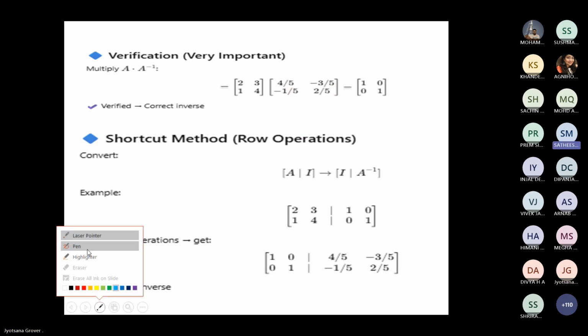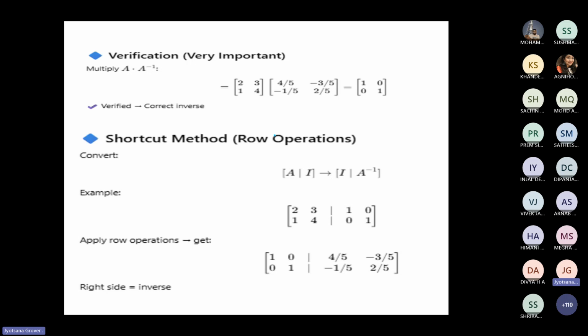Now let me tell you the shortcut method. Okay, so you start with this A augmented with the I. Now you have to perform elementary row operations such that you transform A into I. So whatever elementary row operations you apply on A, the same elementary row operations you will apply on I as well. Okay? Yes or no?